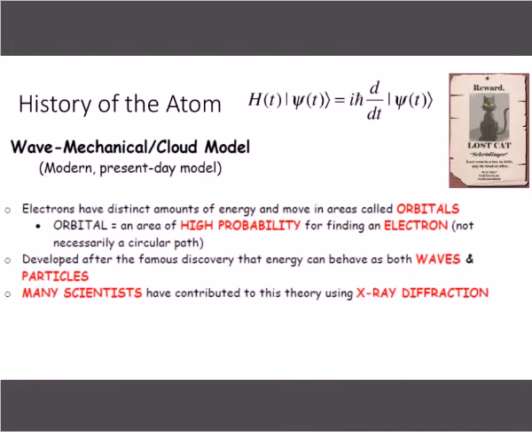Okay, so they continue to do it. It's still going on today. Where now we have what's called the wave mechanical or cloud model of the atom, where electrons have distinct amounts of energies, and they move in areas, again, called orbitals, very similar to what Bohr said, but a little bit more leeway with it. We don't know exactly where it is, but an orbital, guys, is an area of high probability. All right, high probability for finding where an electron would be. So it's not defined in a ring like Bohr's model was, where you had a specific orbit. It's just an area that's high probability where it is, kind of a circular path.